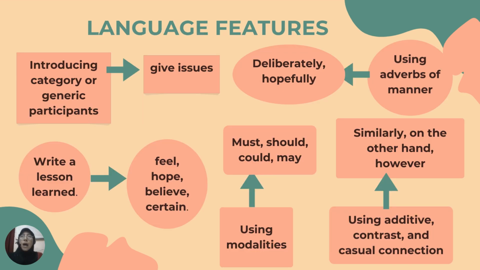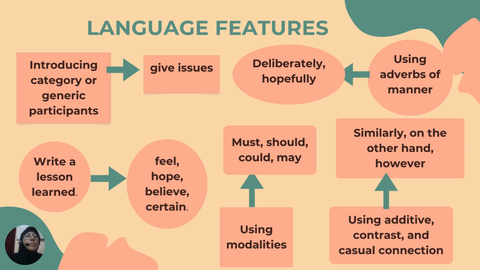Then next. Now, what are the language features of discussion text here? First is introducing category or generic participants. In number one here, to make it easy to understand, this part of introducing category of generic participants is giving issues. Usually we can take issues from a recent issue, or an issue around us. You can take it in this part to show the discussion of the discussion text.